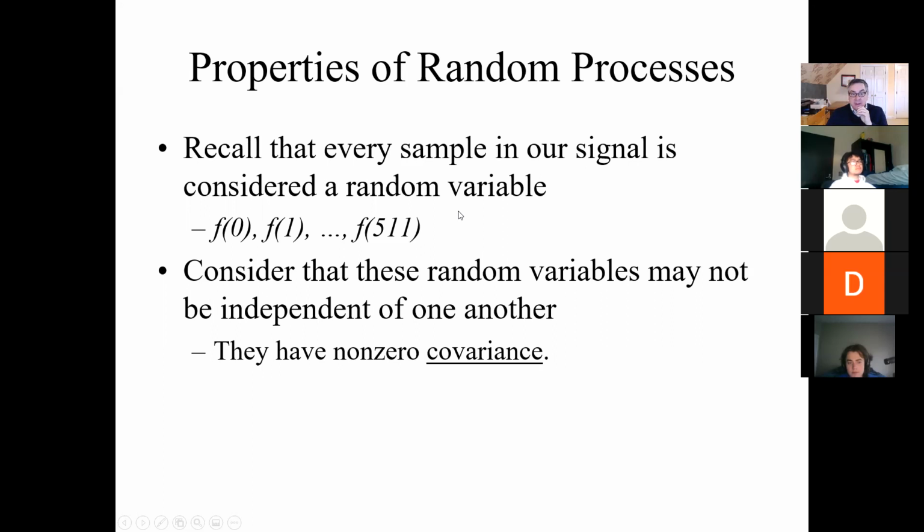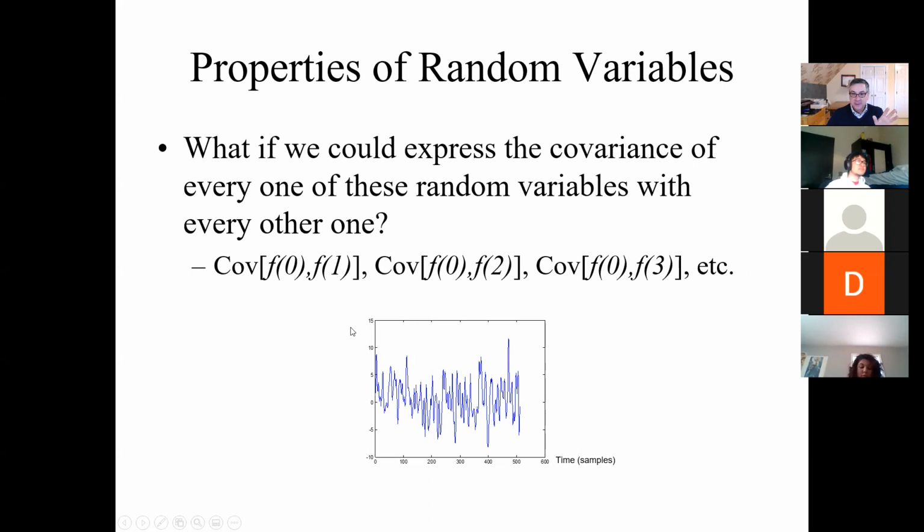Now, when we talked about ensemble statistics, we considered every time sample in our signal to be a random variable. The thing to think about here is that they may not be independent of each other. In other words, we're interested in the covariances, the relationships between different time points in the signal. This is the thing that's going to make the difference here.